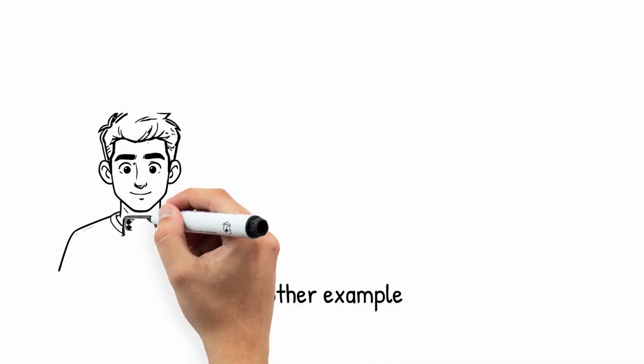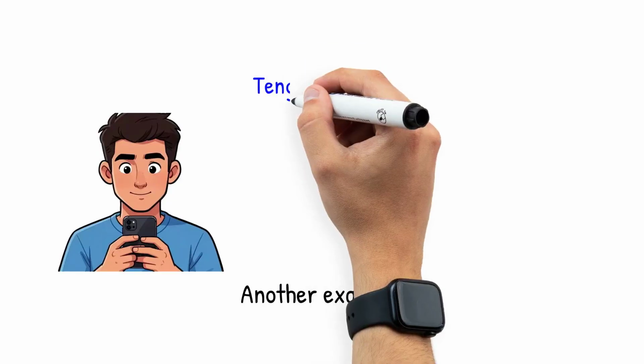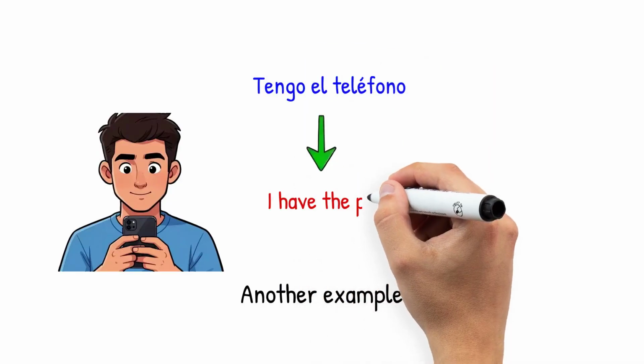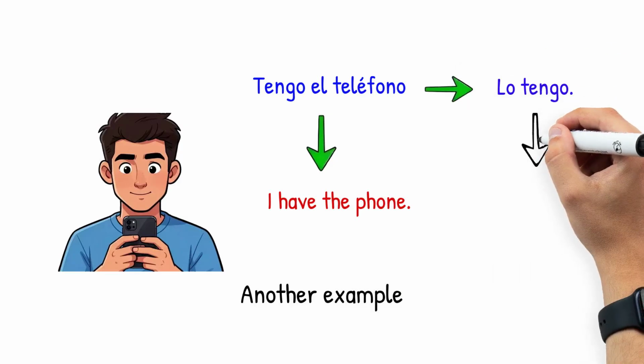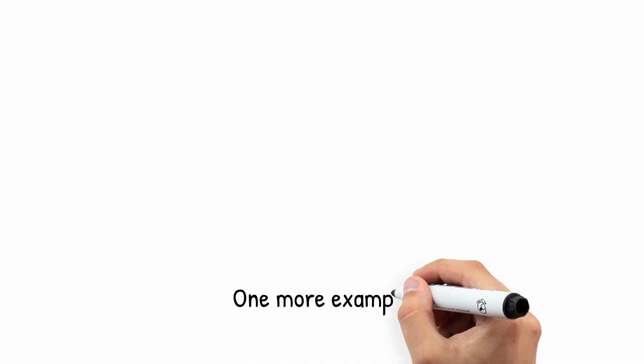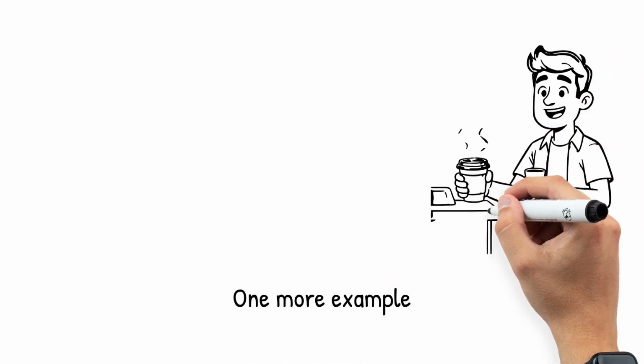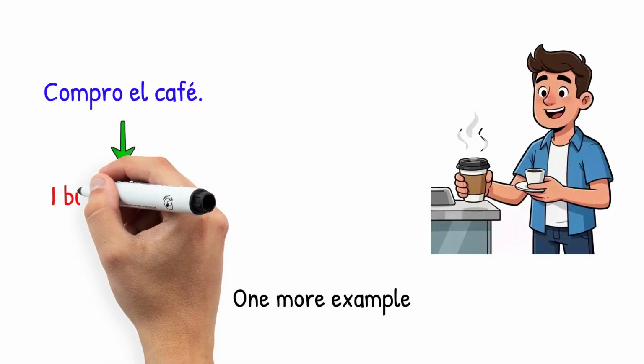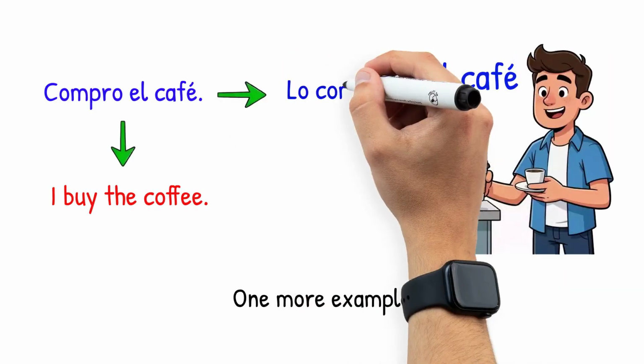Another example, tengo el teléfono. I have the phone. What do I have? El teléfono, masculine singular. So, tengo el teléfono. Lo tengo. I have it. One more. Compro el café. I buy the coffee. El café is masculine singular. So, lo compro. I buy it.